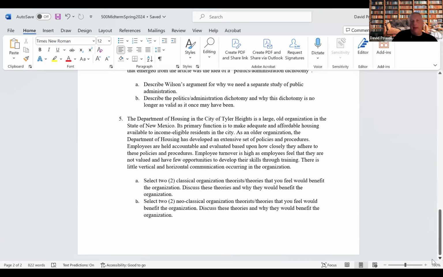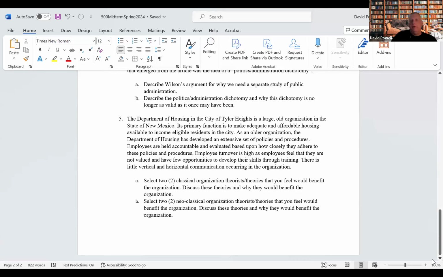We'll talk about people like Max Weber and Frederick Taylor and Luther Gulick and Henri Fayol, and some of those classical types of theorists and how they defined effective and efficient organizations. So those are what we consider the classic organization theorists. So we'll be picking 2 of those classic organization theorists that we talk about next week that you think could have some benefit for the organization.